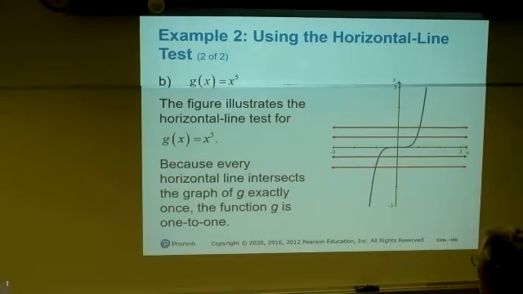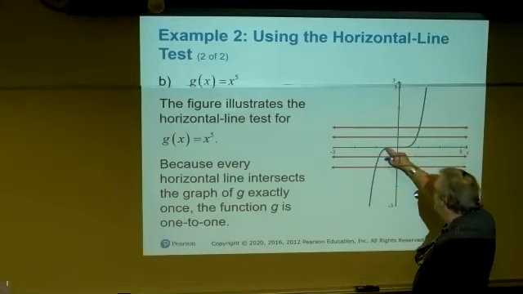Because every horizontal line intersects the graph exactly once, the function is one-to-one. I would have used x cubed instead of x to the fifth, because then that separation there is more evident.